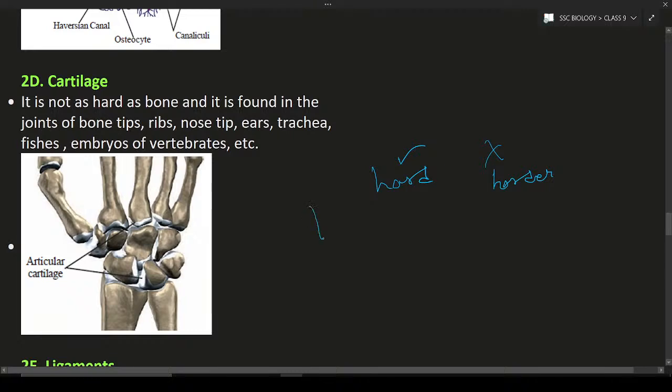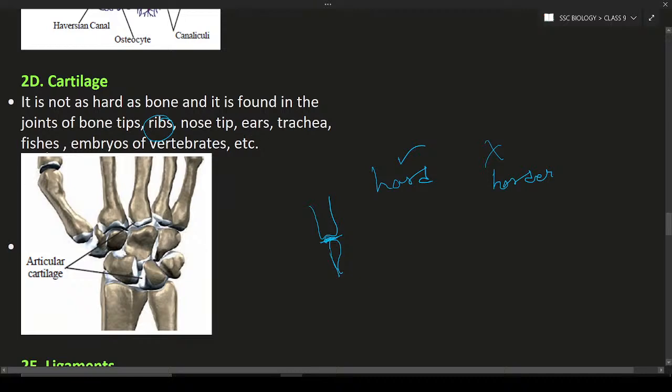Let us consider this is a bone. Here, between the bones, you can see cartilage. The cartilage is present between the bones. Mainly it is present in the nose tip, ribs, ears, and so on. You can touch your nose. The tip of your nose is a little bit softer. Why? Because it contains cartilage. The ear is also soft because it has cartilage.